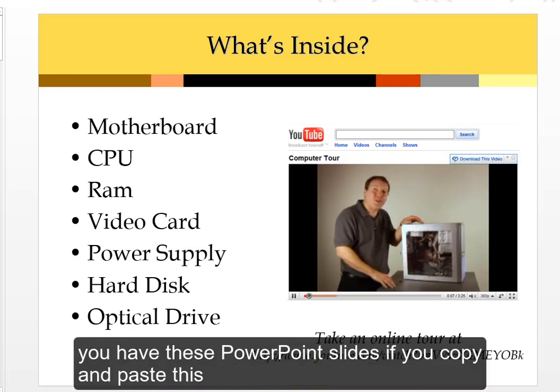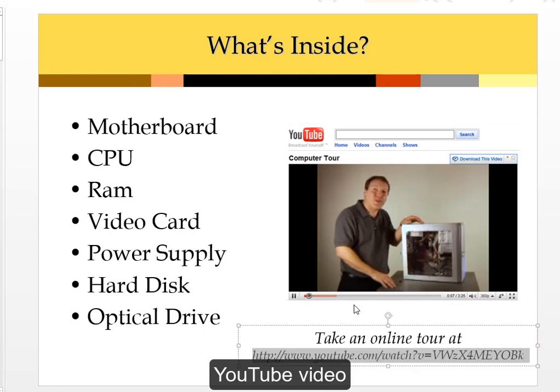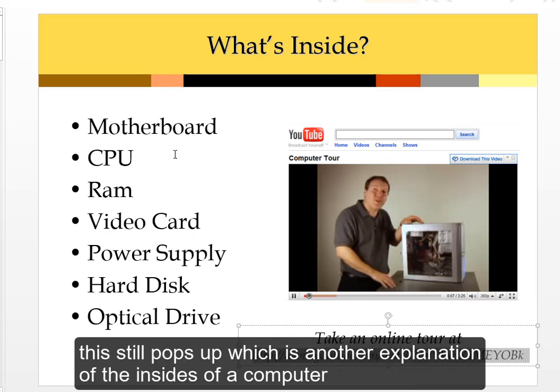You have these PowerPoint slides. If you copy and paste this YouTube video, this still pops up, which is another explanation of the insides of a computer.